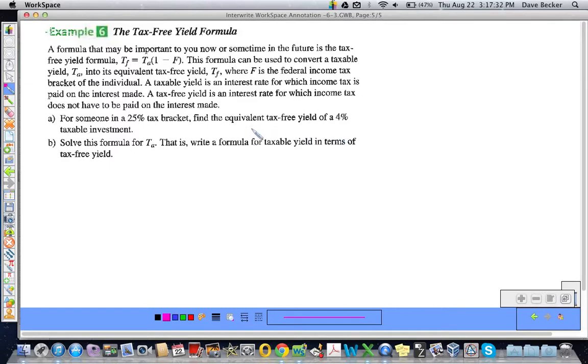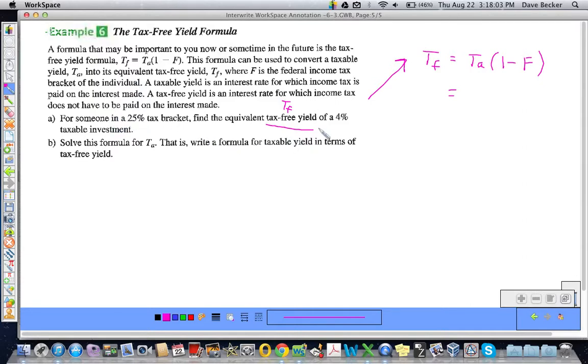So basically, this is what in the world goes where. So they want to know tax-free yield, so they are looking for T sub f. Okay, so I'm going to go up here. So T sub f equals T sub a times 1 minus f. Okay, so we're looking for T sub f. Okay, but what's T sub a? Well, they tell me T sub a is the taxable yield.